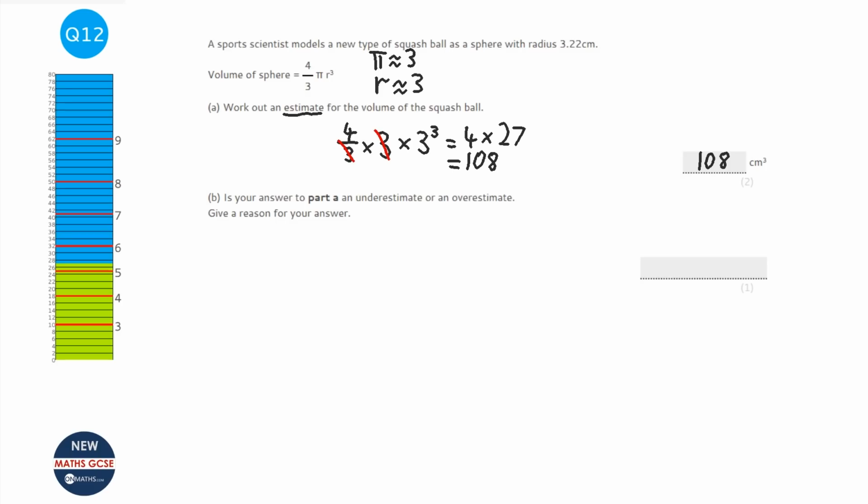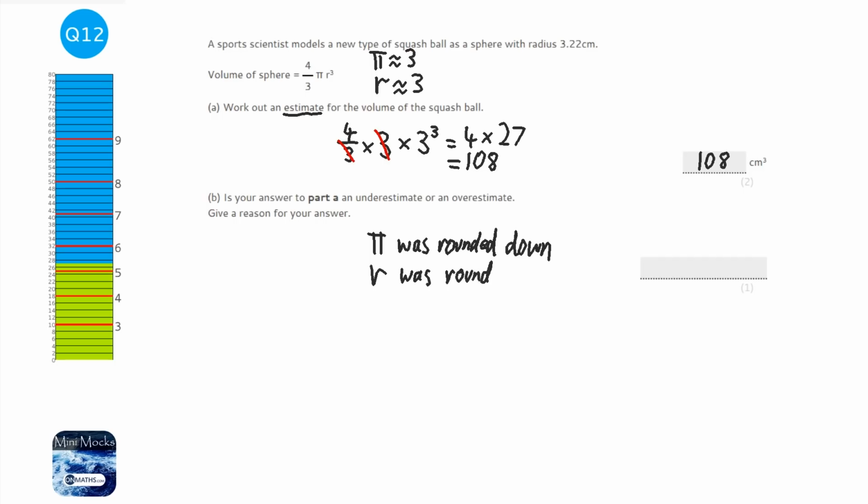Now it says, is it an underestimate or overestimate? Well, pi was rounded down. And the radius was 3.22 and we've rounded it down. So if you think about it, it's two numbers that are too small multiplied together, and one of those numbers is cubed, so it's going to be an underestimate.